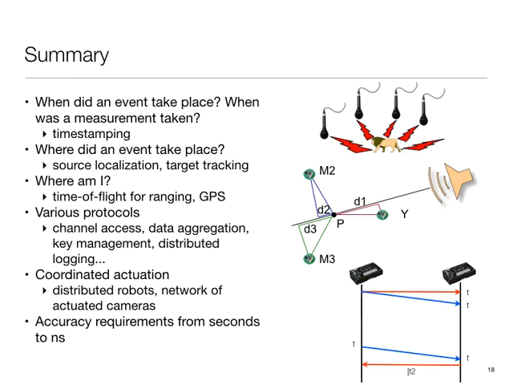So communication, sensing, and a whole bunch of things, all these kind of questions: When did an event take place? Where did the event take place? Where am I? All these protocols and others, coordinated actuation, all of these things fundamentally depend upon time, and the accuracy with which you need to know time can go anywhere from seconds to nanoseconds, right? Seconds are like security systems and stuff like that, but milliseconds and microseconds we encounter very easily in a lot of routine applications, but also microseconds and nanoseconds when you're trying to measure distances, for example, within a room. So those kind of things.